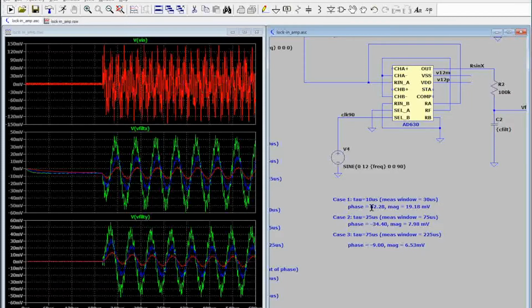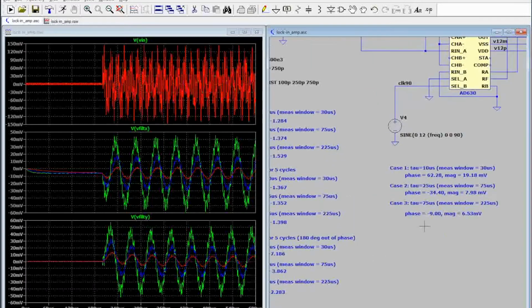For case 2, it got better. Time constant was 25 microseconds. The phase was minus 34 degrees, and the magnitude is much closer at around 7.98 millivolts. The best result came with the longest time constant, 75 microseconds, where we had a phase of minus 9 degrees and an amplitude of 6.53.